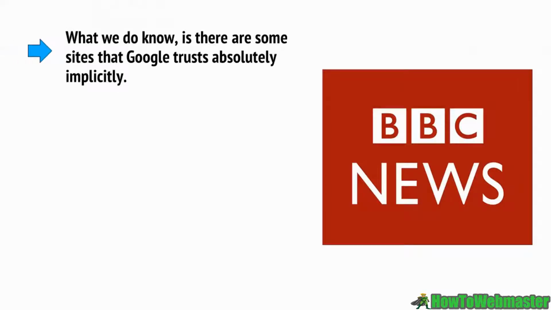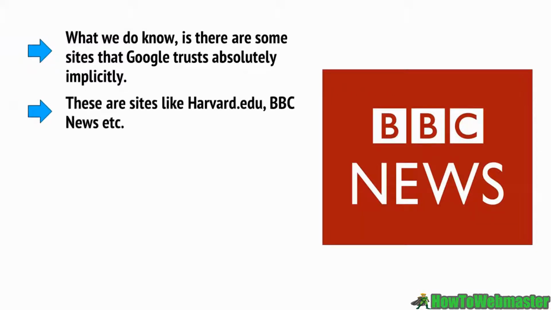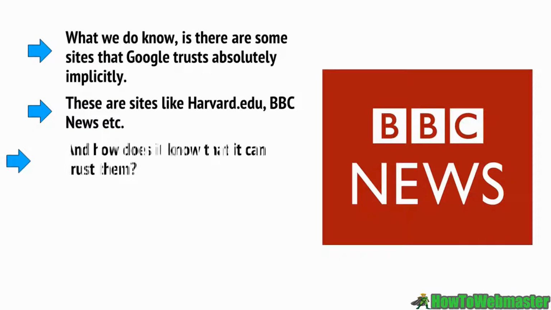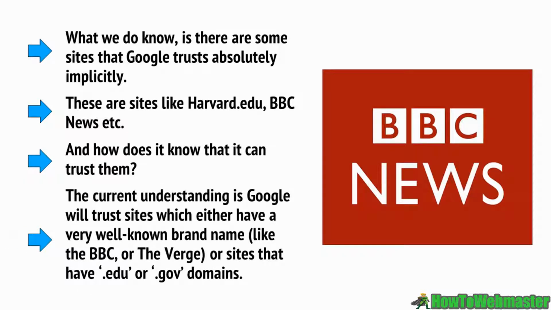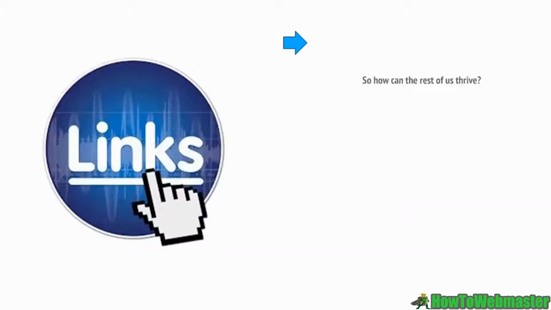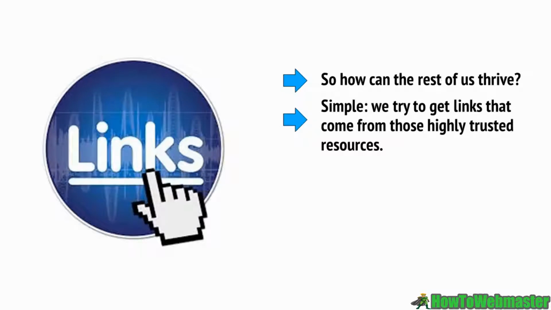What we do know is there are some sites that Google trusts absolutely implicitly. These are sites like harvard.edu, BBC News, etc. And how does it know it can trust them? Well, the current understanding is that Google will trust sites which either have a very well-recognized brand name, like the BBC or The Verge, or sites that have .edu or .gov domains. So how can the rest of us thrive? Well, simple. We try to get links that come from those highly trusted resources.